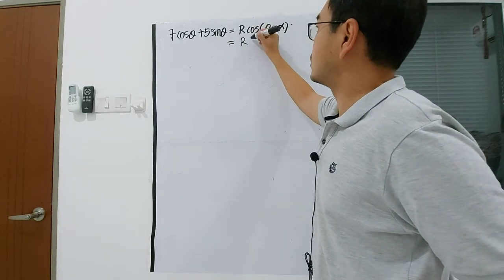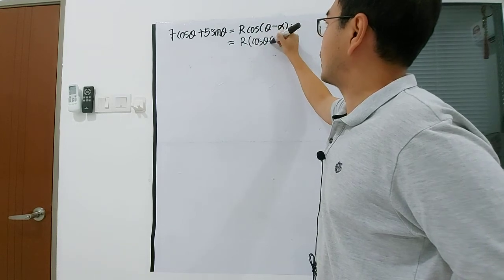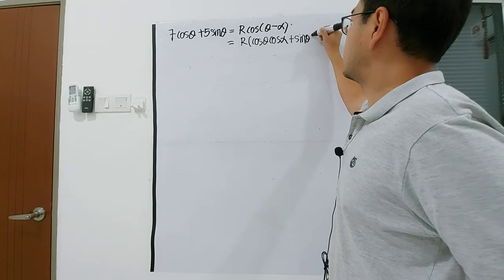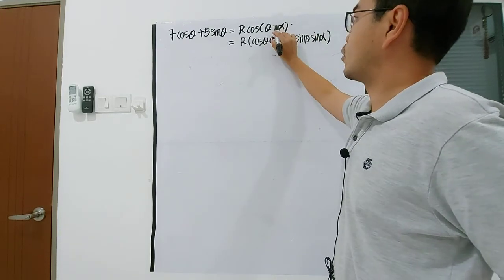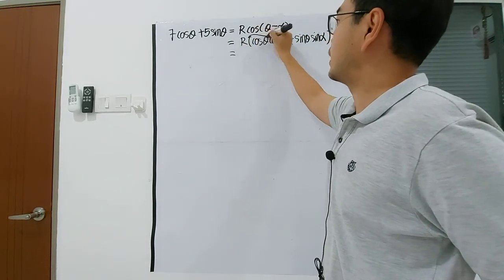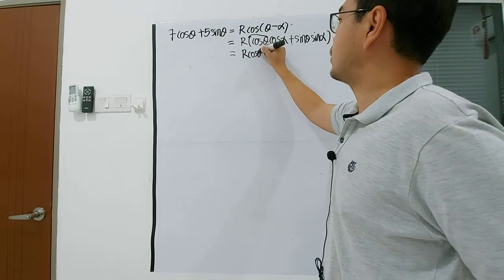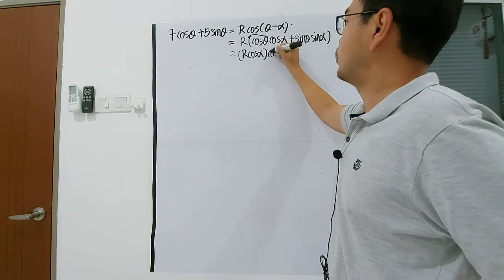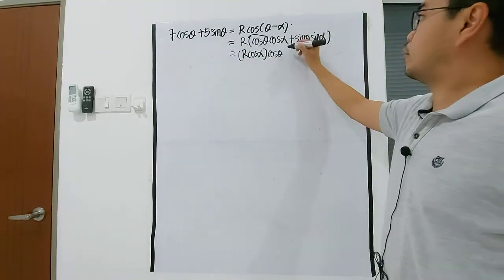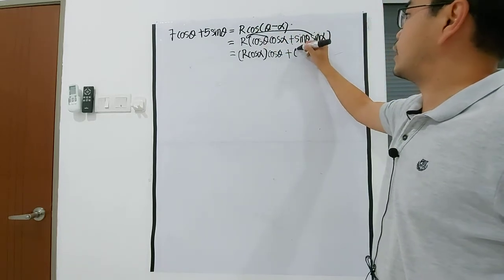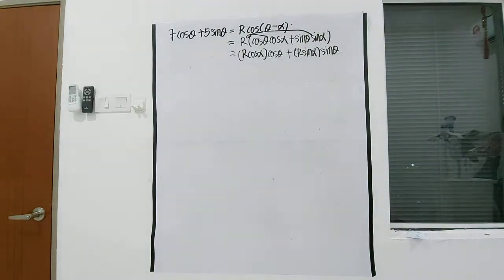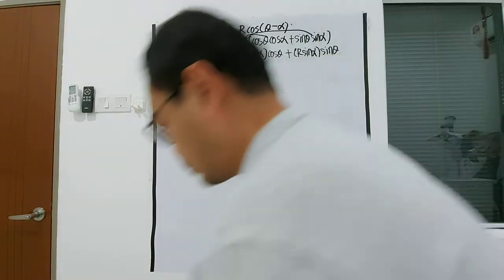So r cos(theta minus alpha), you can write cos theta cos alpha, minus will become plus sin theta sin alpha. Remember, for cos(A minus B), after expanding it will be positive. So now you can expand. You got r cos alpha, where you group the r cos alpha together and put the cos theta behind so that you can compare later. Plus r sin alpha, you group together, and sin theta. I hope you understand why you're doing this.